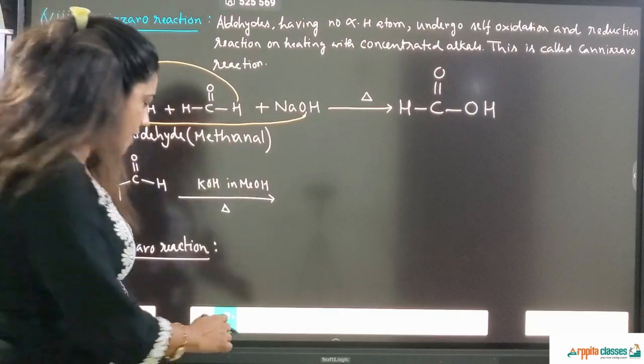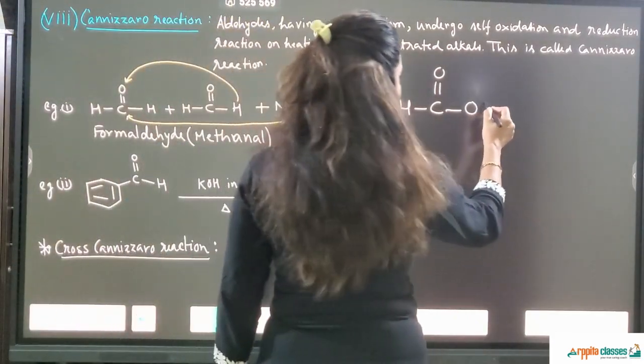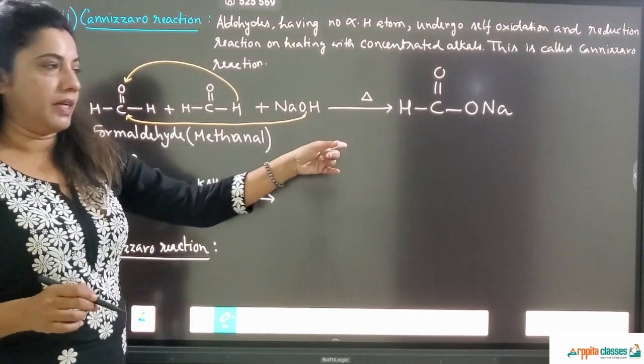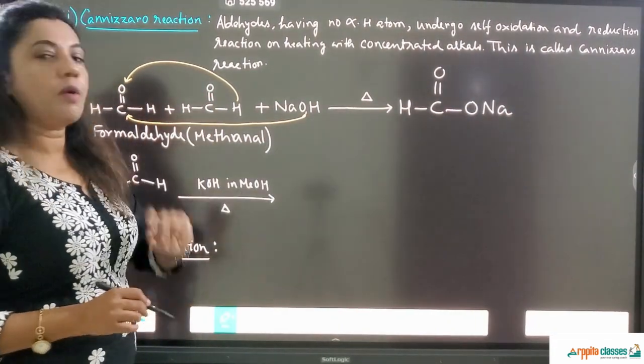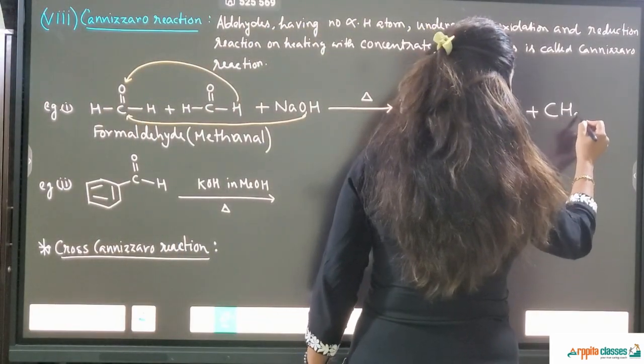Now here in place of H, you will be getting the sodium salt of carboxylic acid because we are treating this with NaOH. So we get sodium formate. It is a sodium salt of carboxylic acid. So one molecule gets oxidized, the other molecule will get reduced. So you will be getting CH3OH.